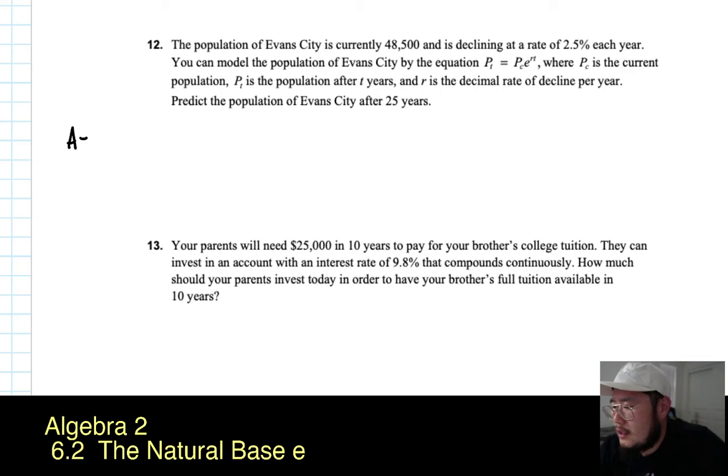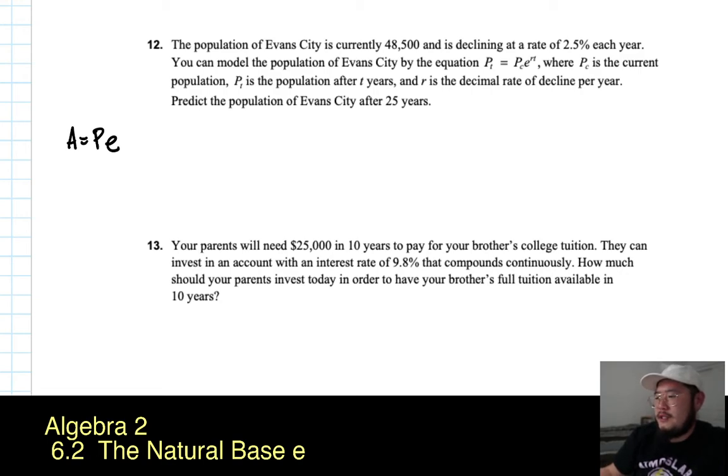And then you can model the population of Evans City by the equation P sub T is equal to P sub C, which is the current population, times E raised to the RT power. P sub T is the population after T years, and R is the decimal rate. Okay. If you look, it doesn't look very like a decimal point. It says 2.5%. So that is definitely not a decimal. We're going to have to change that into a decimal. And it says predict the population of Evans City after 25 years.